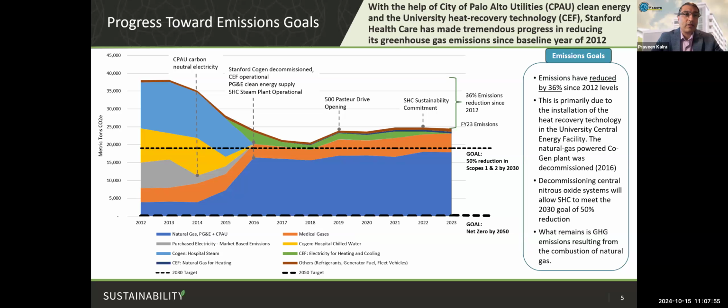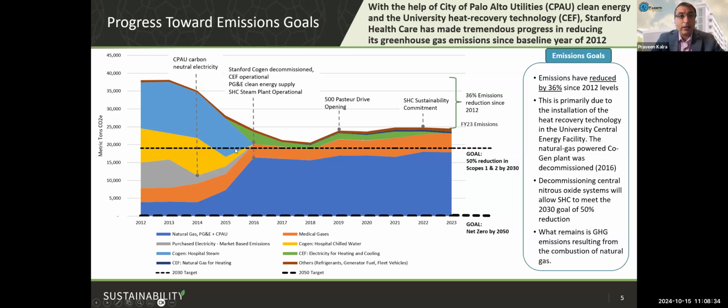This is one of the best graphs which actually shows our journey of where we are at the present moment. This graph shows a very clear distribution of the greenhouse gas emissions coming from energy, from natural gas, as well as from medical gases in 2012. So our cumulative carbon footprint from scope 1 emissions was roughly around 38,000 metric tons. In order for us to reach the 50% goal, which means around 19,000 metric tons, you can see a horizontal dotted line. That is our goal. That is where we have to reach.